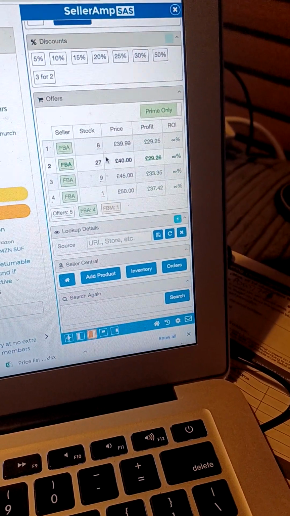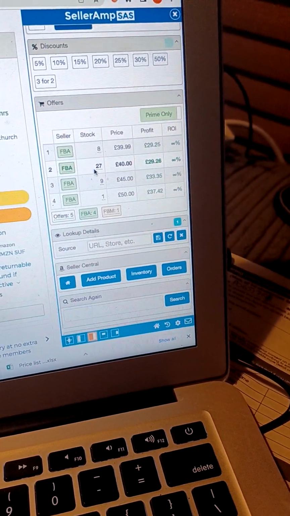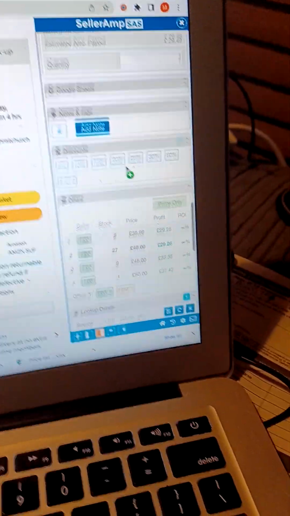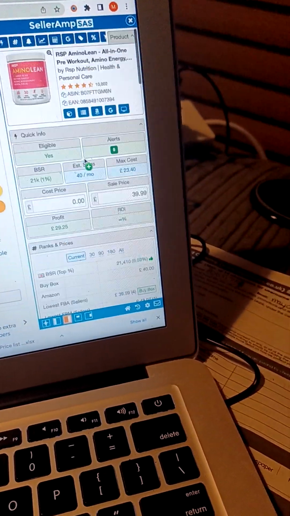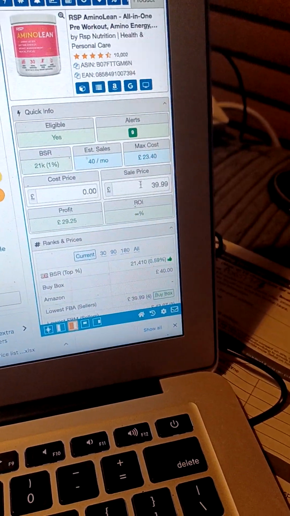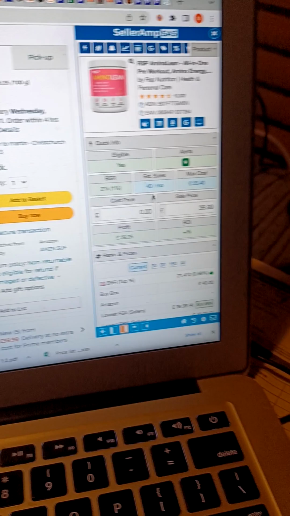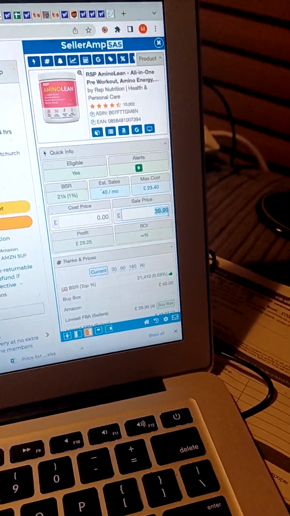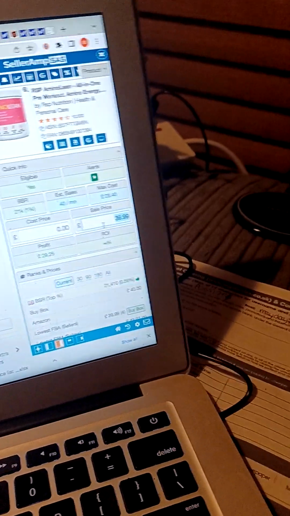Will he just sell his 8 and run off? I don't know. You've got 27 in stock. Is he the type of person that just replens? You just look at it. So the sale price is £39.99. I think the sell price matches the lowest price, that bricker, but the actual selling price is 40.